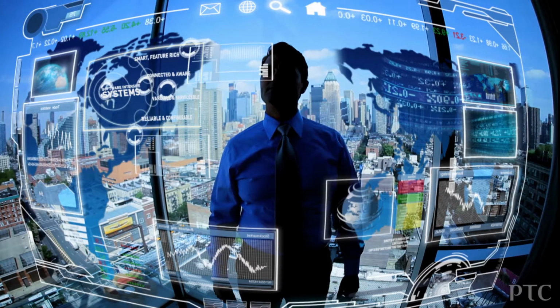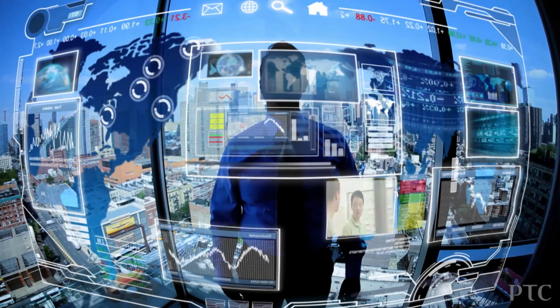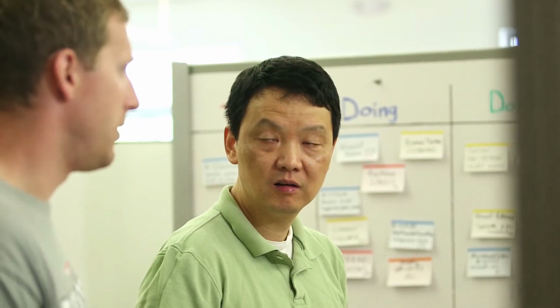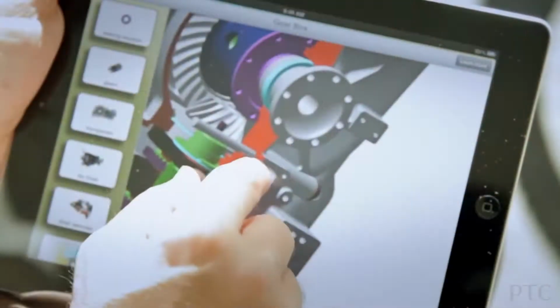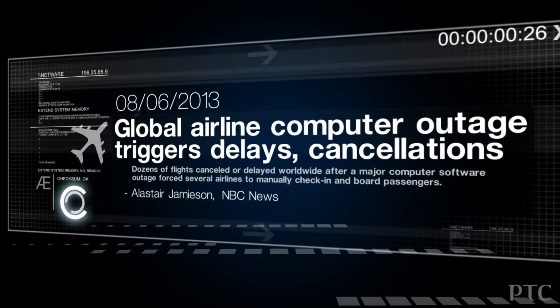You're no longer merely developing a product. You're delivering a solution. One that helps your customers solve real-world problems. The new world of smart connected products introduces new complexities.